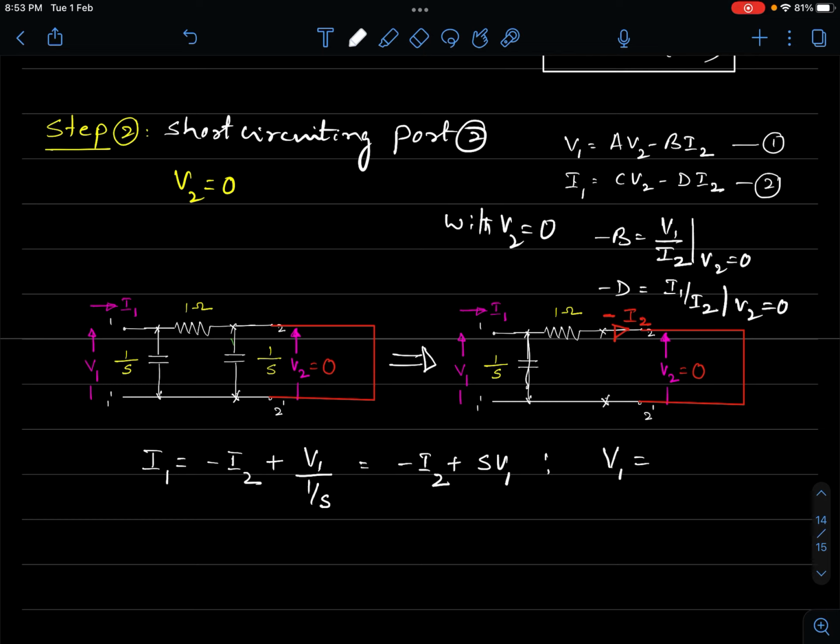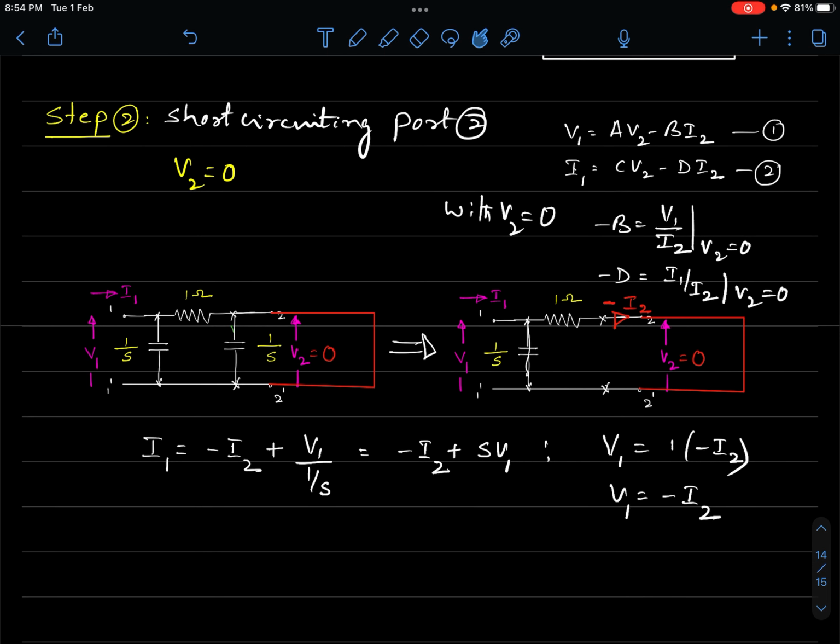So what I mean to say now is, what is my V1? I can write my V1 as the potential difference across 1 ohm resistance. That is 1 ohm times the current, that is minus I2. So V1 is equal to minus I2. Okay, so we have an equation. We can determine B right now. If you look at this, V1 and I2, V1 to I2 is talking about minus B.